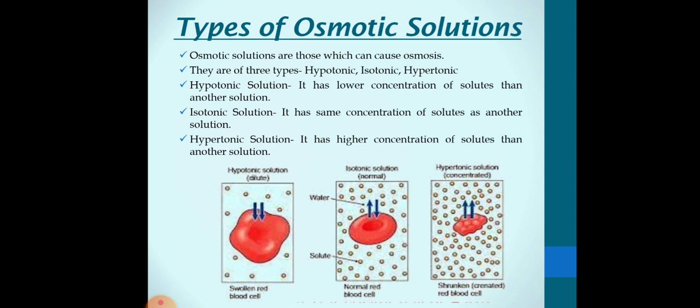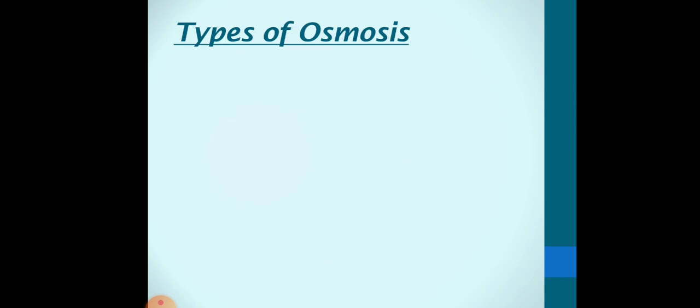Whereas in hypertonic solution, the concentration of solute is more. As a result, water will move out of the cell. This will cause the cell to shrink. Fine. So we have seen how osmosis takes place in the three types of solutions. Okay, now types of osmosis.